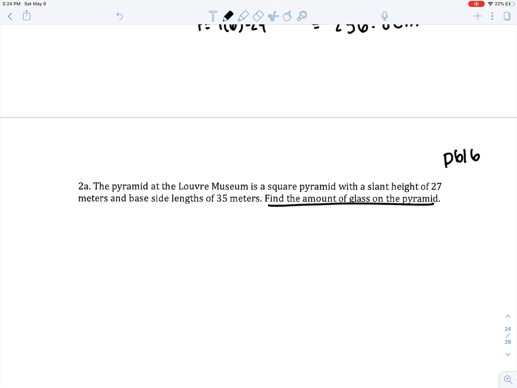So if I'm asked about the amount of glass on the square pyramid, it would be the area not including the base. That would be the lateral area, 1/2 perimeter of the base times the slant height. It tells me it's a square pyramid, so the shape of the base is a square with side lengths that are 35. So the perimeter would be 4 times 35, or 35 plus 35 plus 35 plus 35.